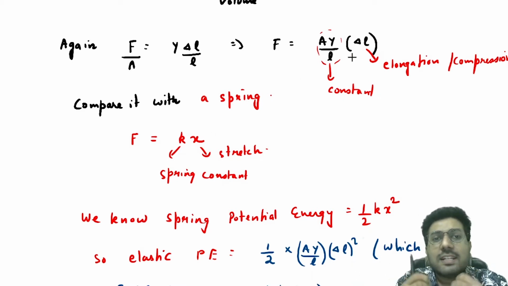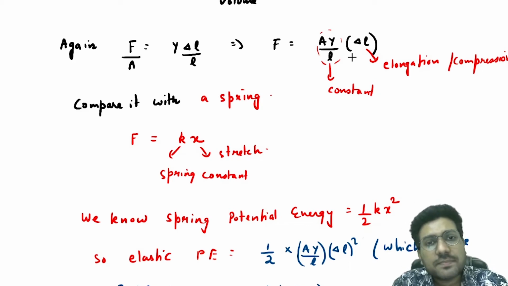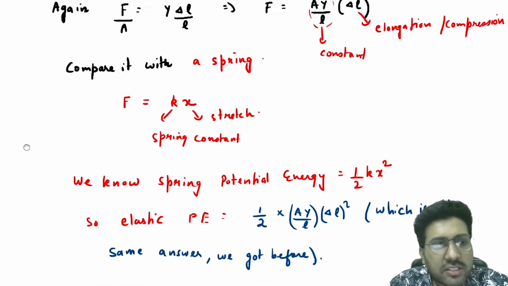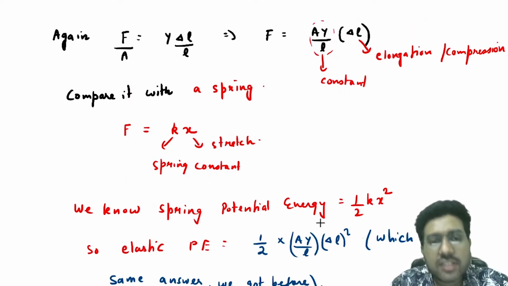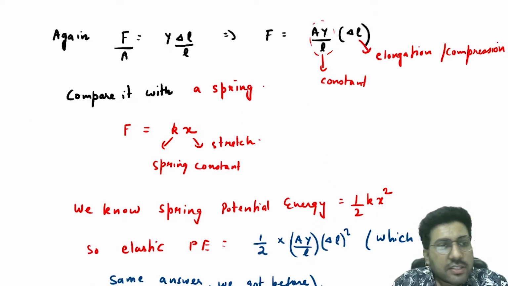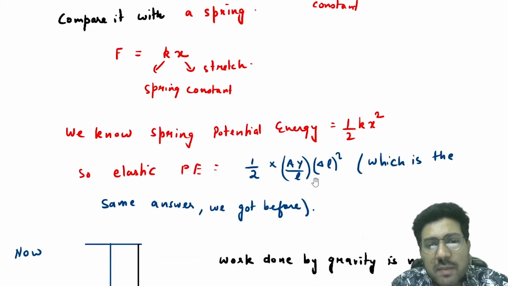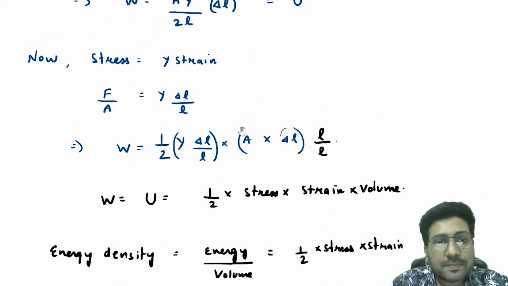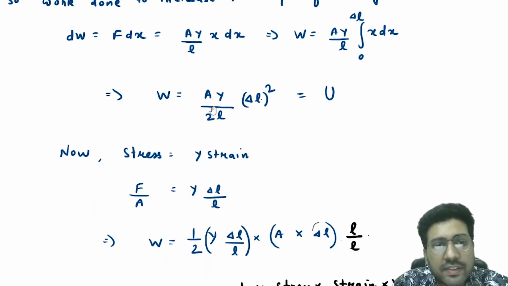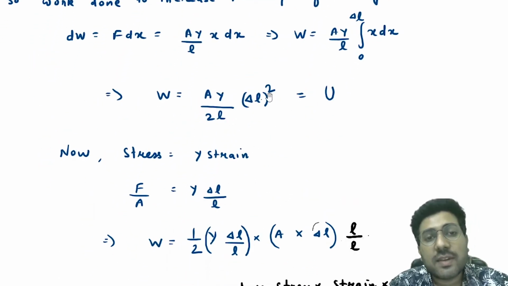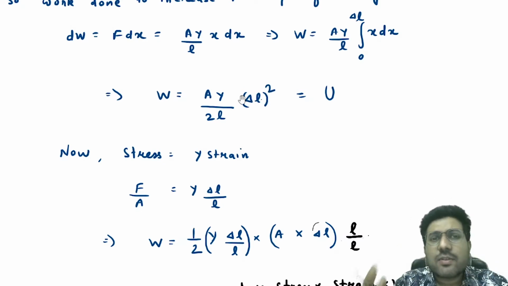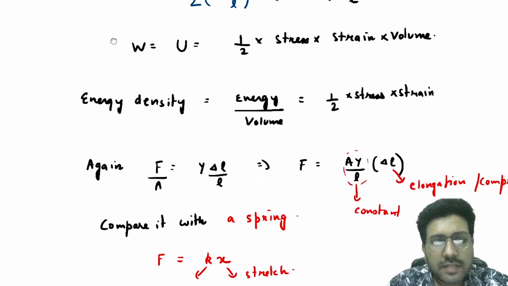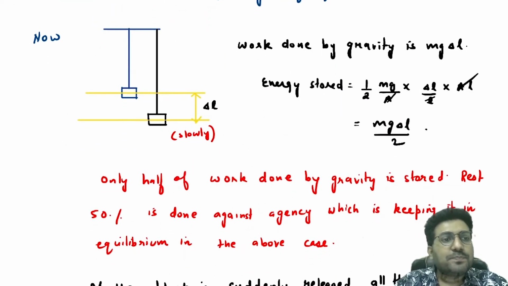Now we know that the spring potential energy is half kx square. So just replace k by AY by L and just replace x by delta L. See, you will get the same answer, half AY by L into delta L whole square, which is the same answer we got here. Because you can treat the rod as a spring. Okay, understood?